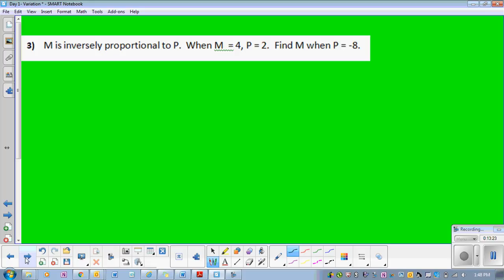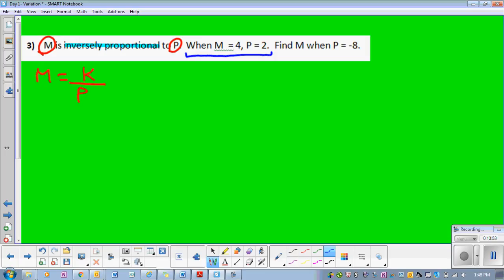All right, so let's take a look at our example. It still follows the same process. So we're going to start with the first part. Here are my key words. Inversely proportional. M is inversely proportional to P. Right? That's my equation.